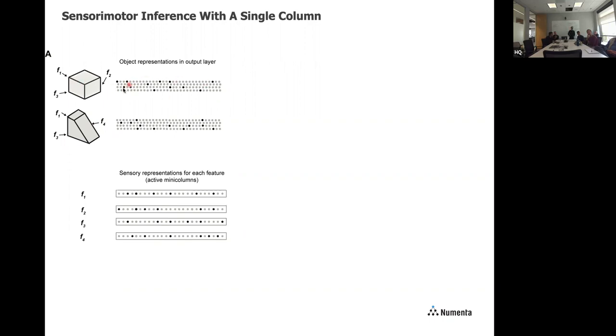Suppose in the object layer, this SDR represents the cube, and this SDR here, a completely separate SDR, represents the wedge. Then at the bottom, we have four separate representations, one for each feature, denoting which mini columns correspond to that feature. F1 has these mini columns representing it, F2 has these mini columns representing that feature, and so on. They're completely separate. There could be some shared bits, like these two mini columns, but the pattern is unique for each feature.